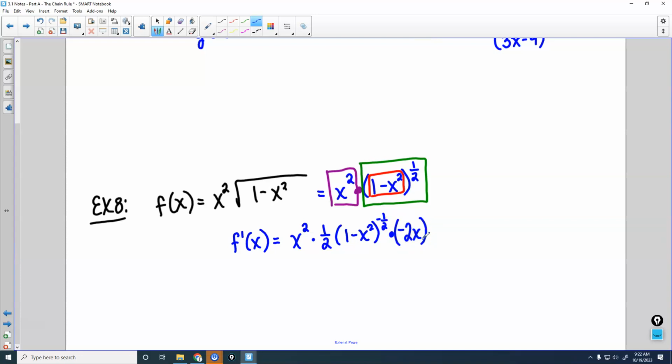Okay, now, I feel like I'm done. Am I done? That's only the first half of the chain rule. All right, now I need to do 1 minus x squared to the 1/2 times the derivative of f of x, which is 2x.